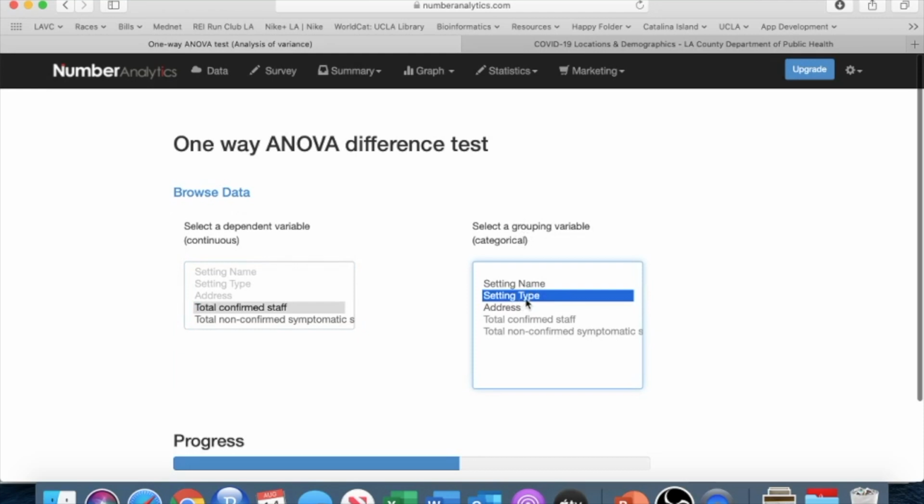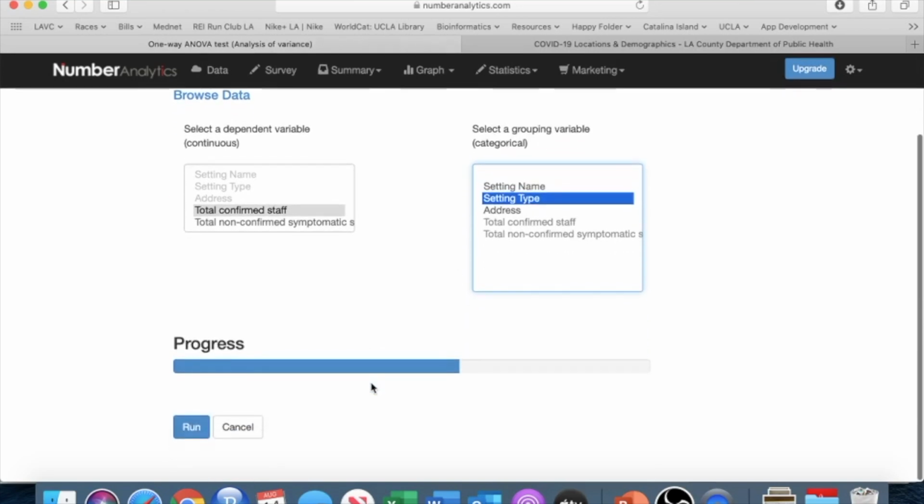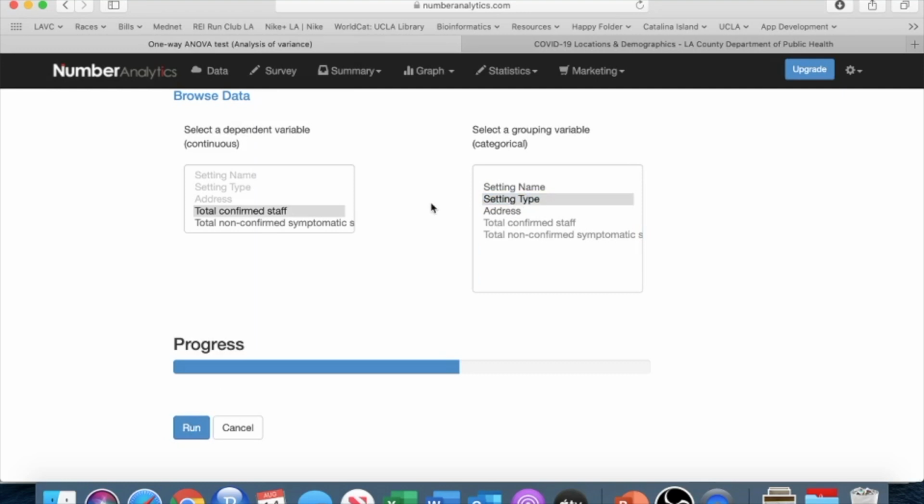Because setting type is where I determined if the setting was workplace, food and retail, or education. Okay, so I'm going to press run. So make sure that the correct variables are clicked, right? So I'm going to press run.